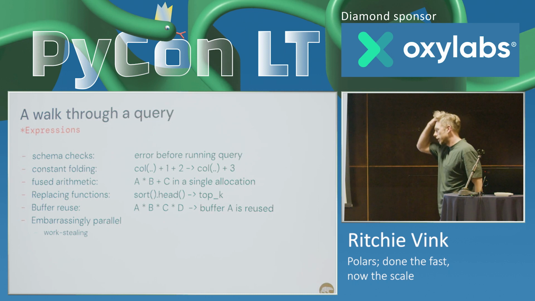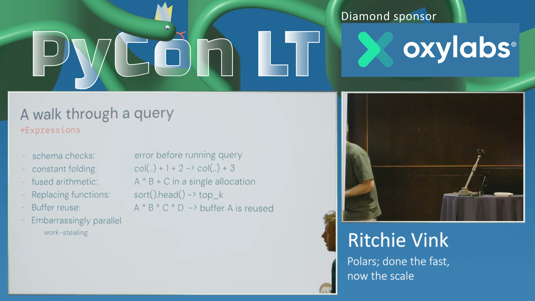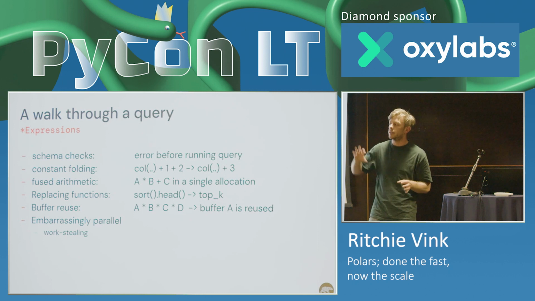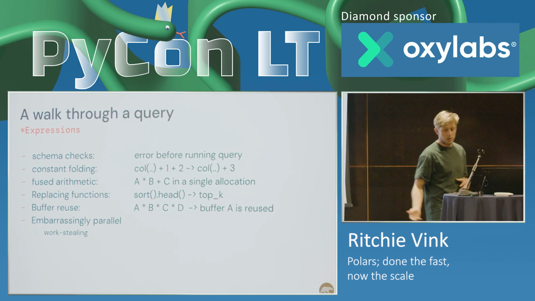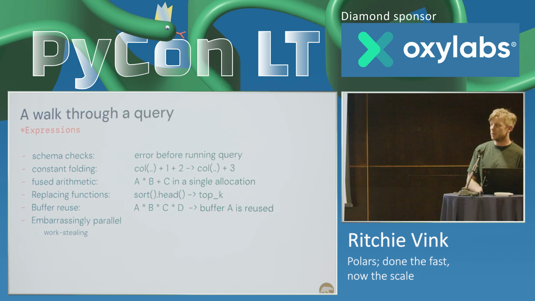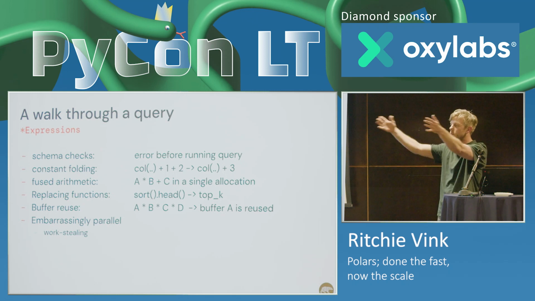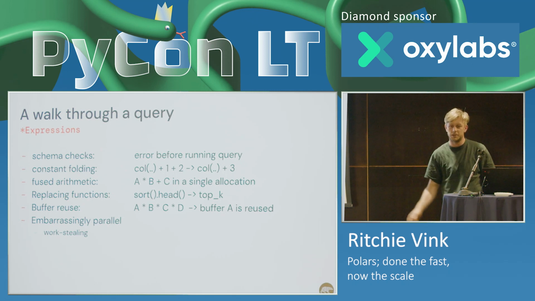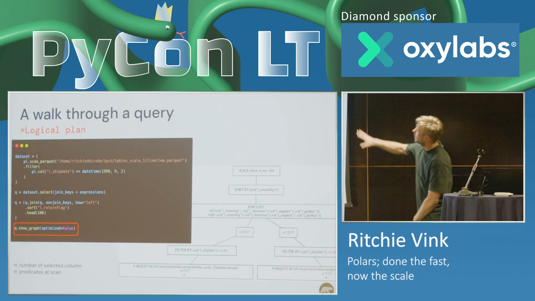And it's embarrassingly parallel. So every expression runs in parallel. And we apply work stealing. So if an expression is done, it can take another job on the queue. And by doing this, we're actually able to keep all the threads saturated with useful work most of the time. So it's super satisfying. If you run a Polars query and you have htop open, everything is green. All the threads are, yeah, jamming it. So let's take a look at the query.